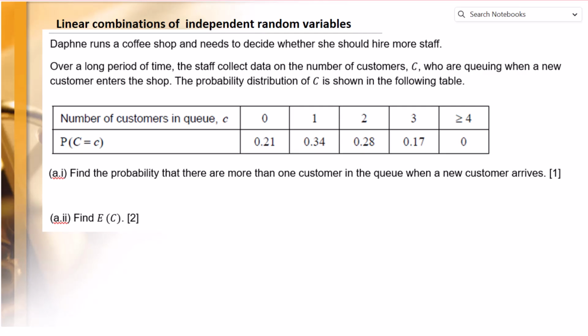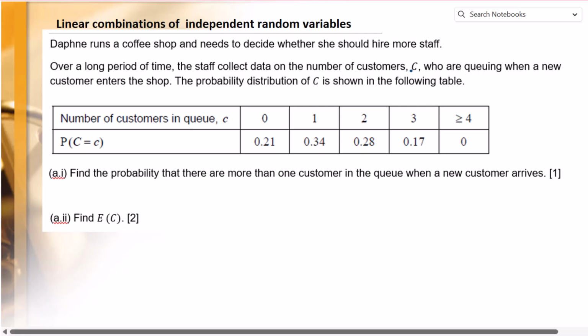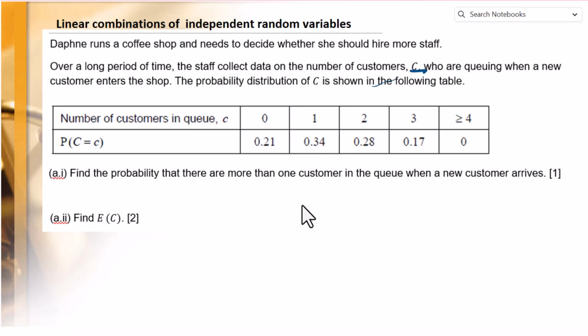Daphne runs a coffee shop and needs to decide whether she should hire more staff. Over a long period of time, the staff will collect data on the number of customers, say S, while queuing when a new customer enters the shop. The probability distribution of S is shown in the following table. Find the probability that there are more than one customer in the queue when a new customer arrives.